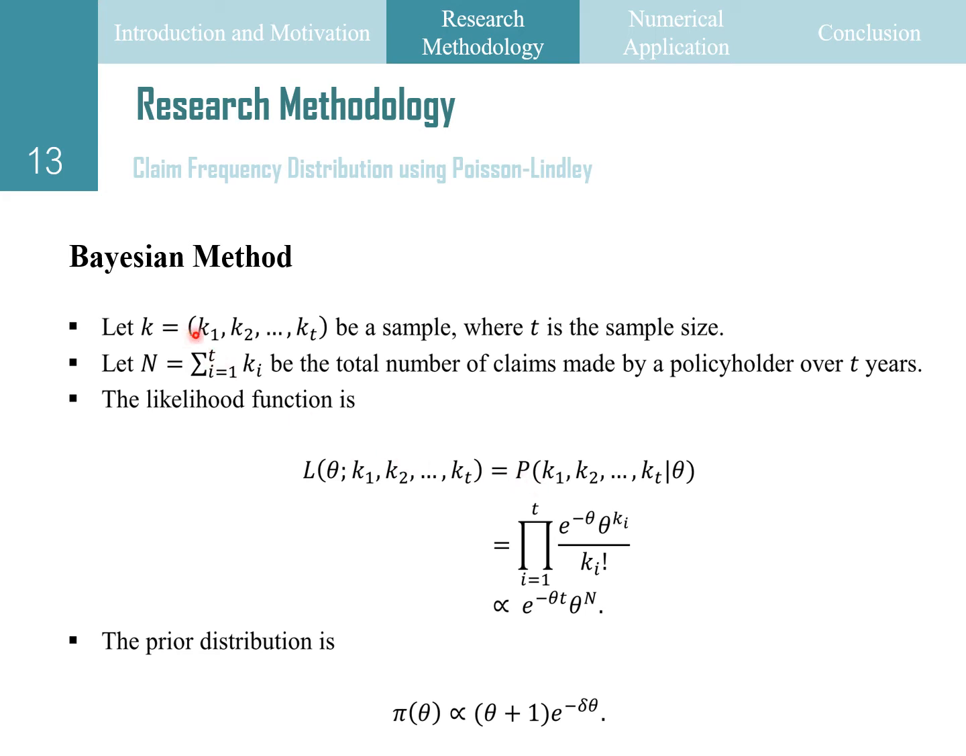Let K be the sample where T is the sample size, and let N be equal to the summation of Ki for i equal to 1 to T, the total number of claims made by a policyholder over T years, where Ki is the number of claims that the policyholder made in year i, for i equal to 1 to T. The likelihood function is like this, and the prior distribution is given in the last equation.